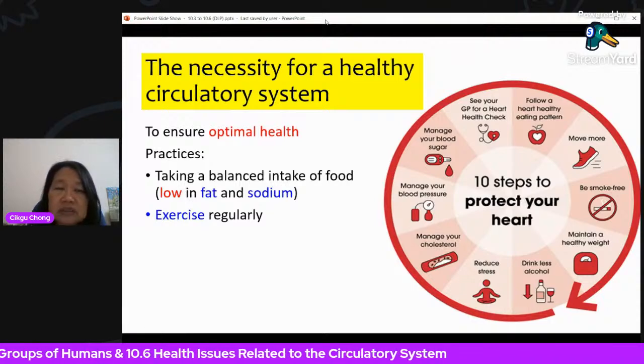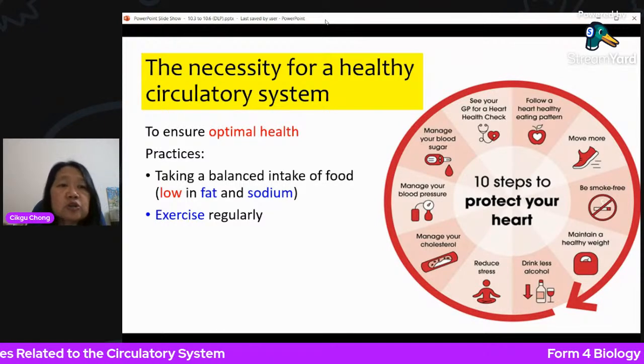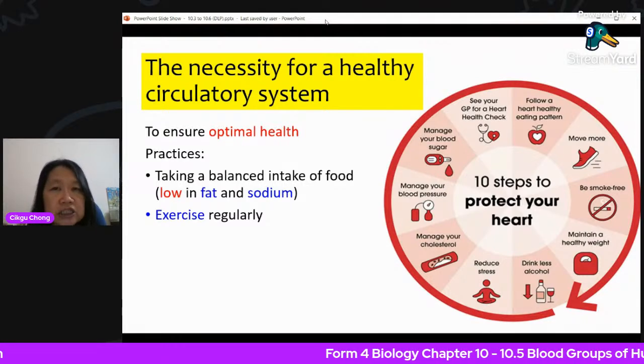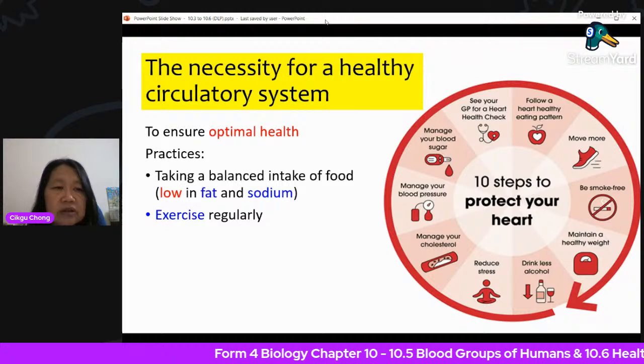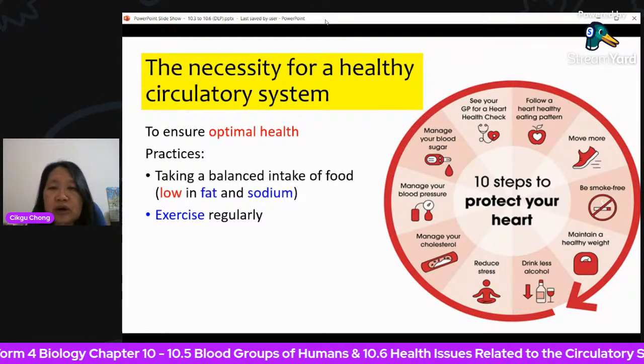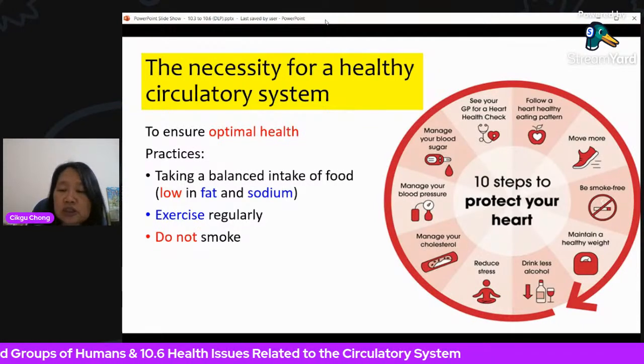Exercise regularly because it will burn your fat, so there will not be so much cholesterol blocking the flow of your arteries and your blood flow. Exercise regularly to burn off the fat that you are accumulating inside your body, and tone up your muscles. Do not smoke.